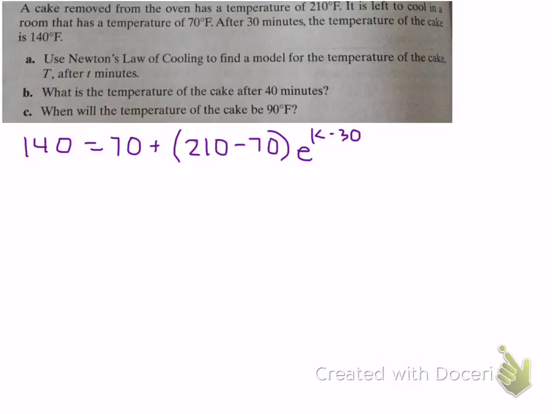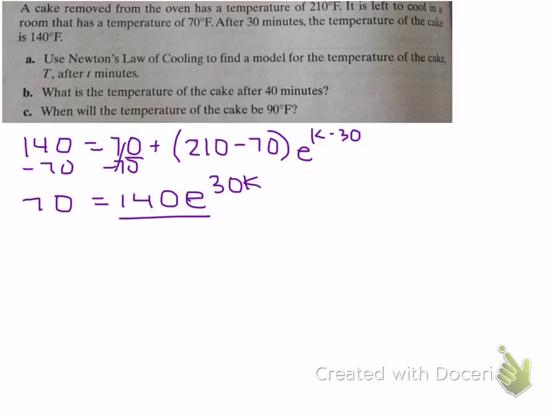So to start solving this, I've got to isolate e as much as possible. So I'd start by subtracting that 70 over. So I have 70 equals, and then I would want to do 210 minus 70. Notice that a common mistake is students say those two 70s cancel. They do not. This has the quantity over here, so you cannot do that. So 210 minus 70 is 140 e to the 30k. Then I would divide both sides by 140.